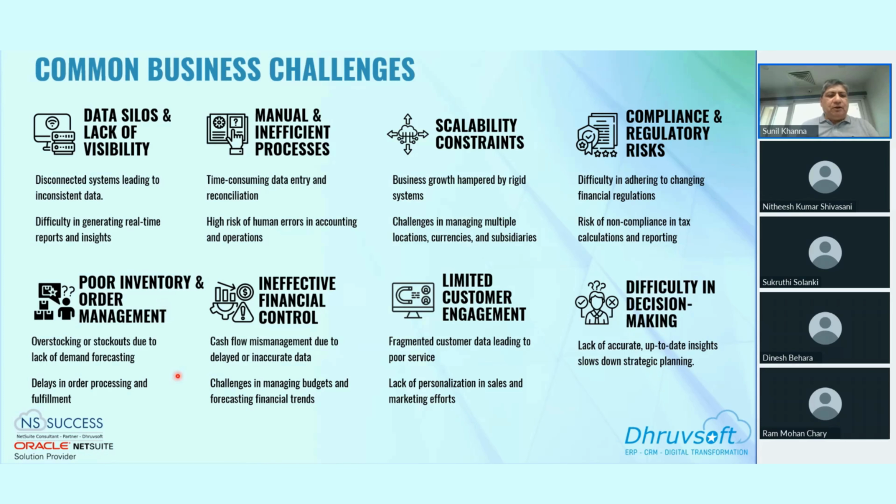If you look at some of the operational aspects, poor inventory and order management is one major area where we have seen most organizations lacking. They either overstock or there are situations of stock outs. They don't properly do their demand forecasting. There are delays in order processing and fulfillment. You're not able to fulfill on time because you don't know where the material is. So such kinds of issues are faced.